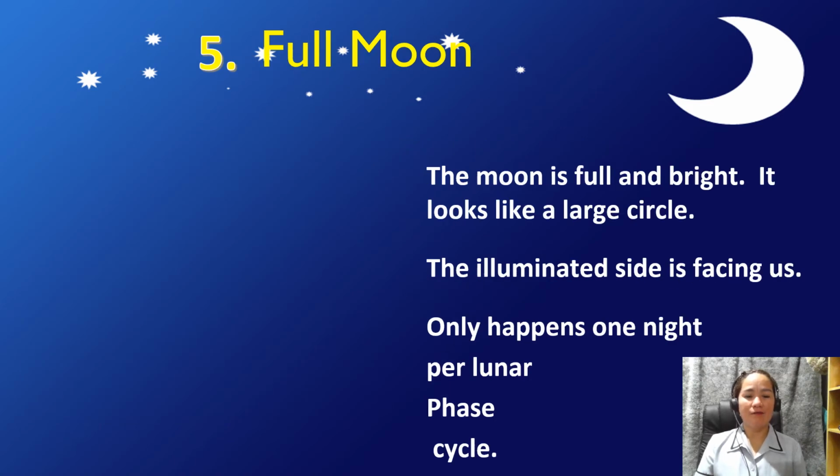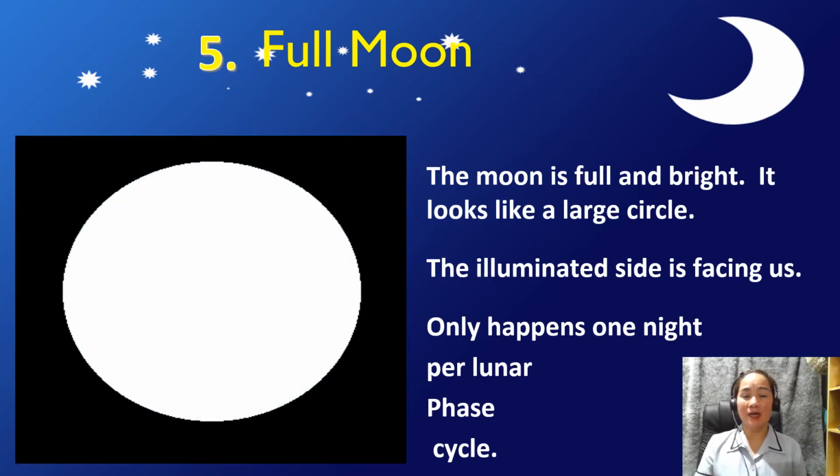Next is the full moon. The moon is full and bright. It looks like a large circle. This is where we used to play outside at night, no? Because we can see a lot of things. As children, our parents allowed us to play under the brightness of the full moon. The illuminated side is facing us. It only happens one night per lunar phase cycle. When we say lunar phase, that means this is the 28 days cycle.